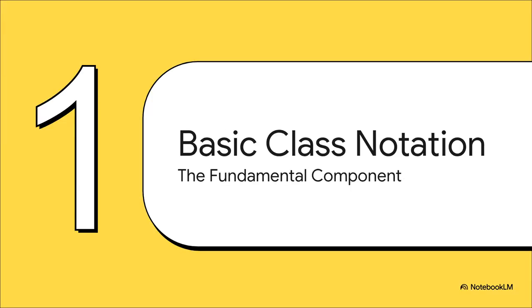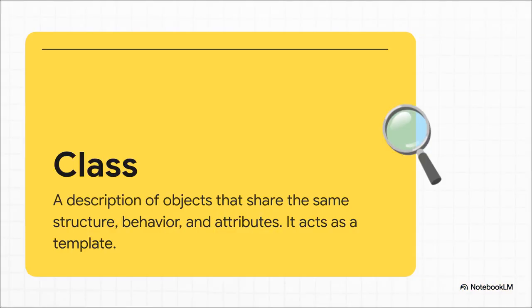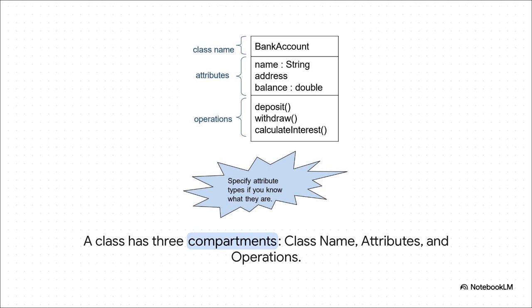Okay, so first things first. We're going to start with the absolute core building block of any class diagram, the basic class notation. Everything else we're going to talk about builds right on top of this. So, what is a class? The easiest way to think about it is like a blueprint. You see, in object-oriented design, instead of defining every single object from scratch, we just create a class to act as a template. And any object we stamp out from that template, that's what we call an instance of that class.